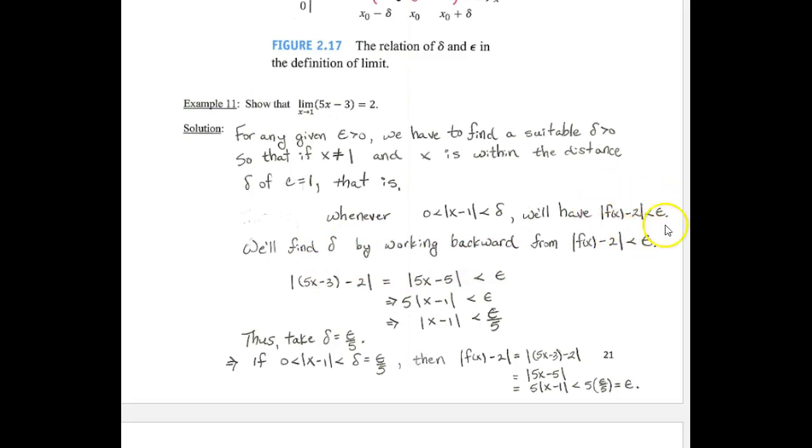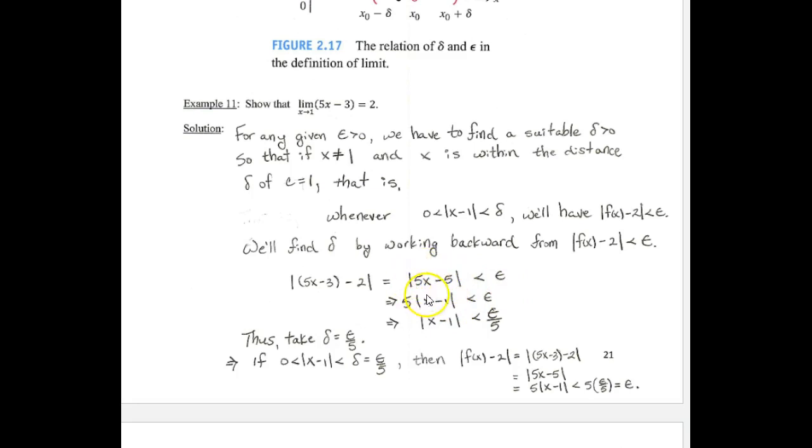It tells us what delta has to be. So I want to work backwards from here. I have absolute value of f of x minus 2 is less than epsilon. That means absolute value of 5x minus 3 minus 2, which when I distribute this and simplify, I get absolute value of 5x minus 5. I need that to be less than epsilon.